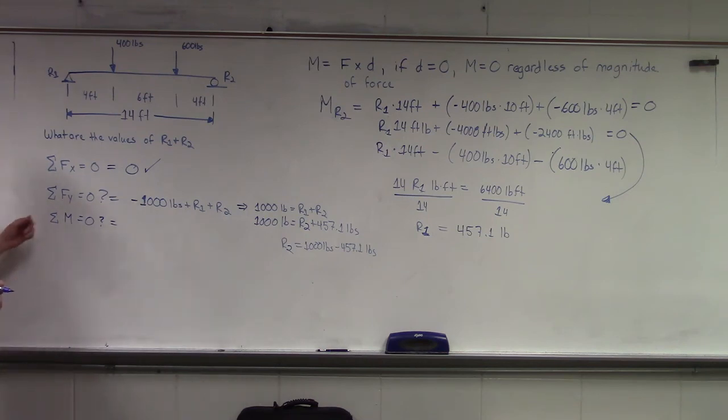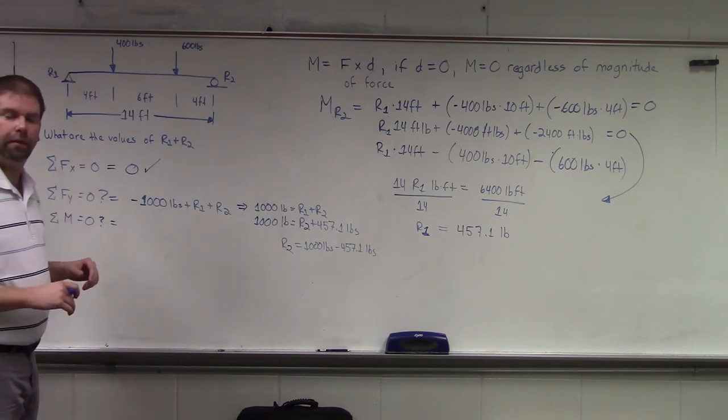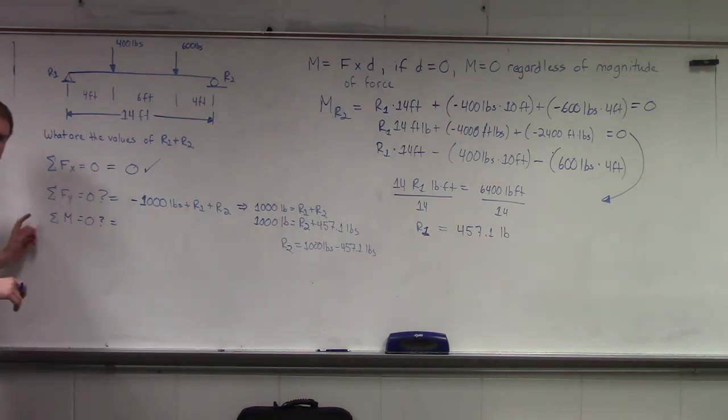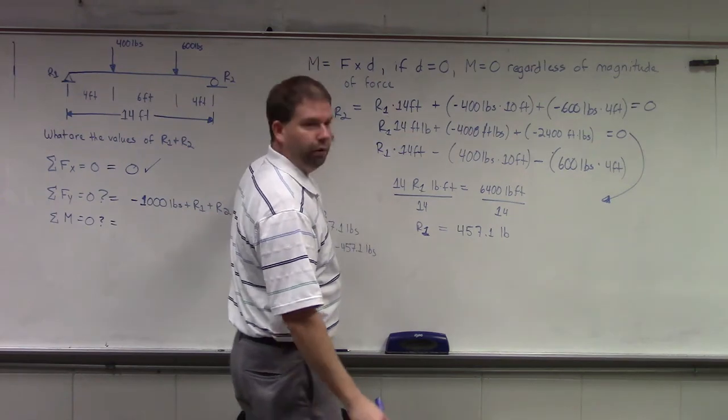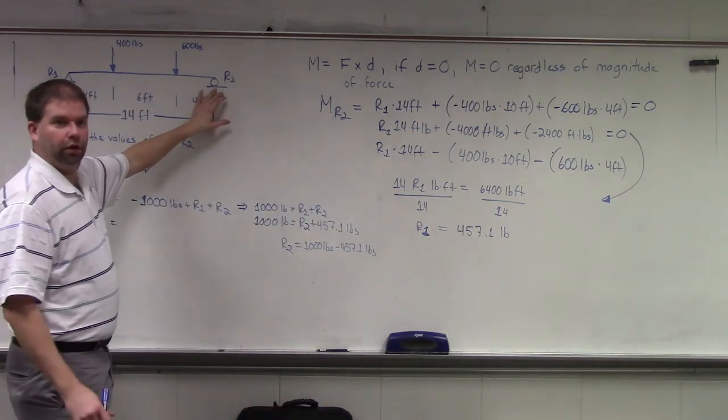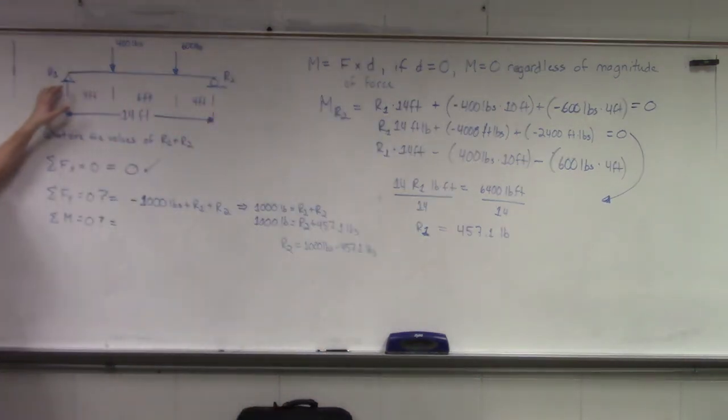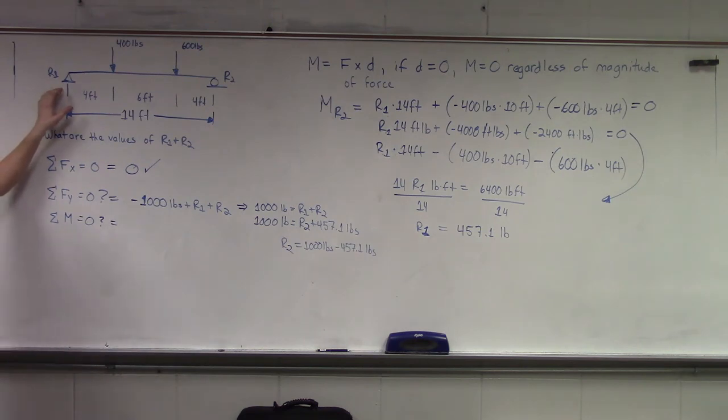the total force, 1,000. R1 plus R2 should equal 1,000, and that would make it zero. Are you asking about the moments, Justin? Right. So here we solved for the moment about R2. We could also solve for the moment about R1 if you would like, and see if they add up to 1,000.